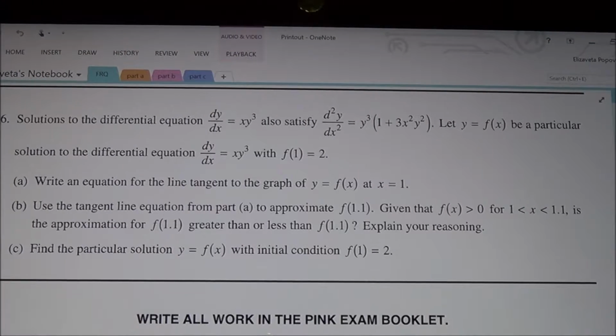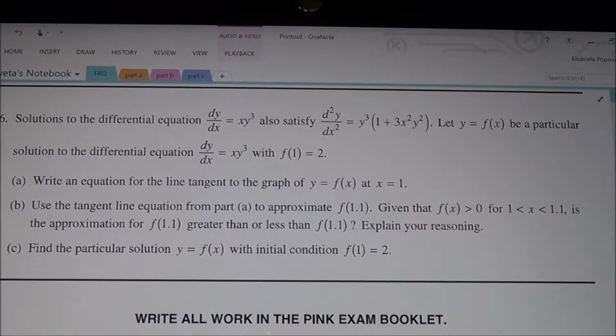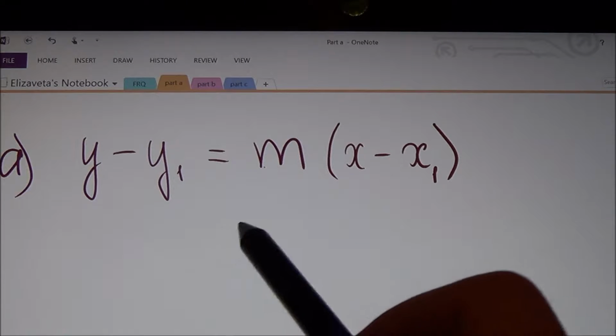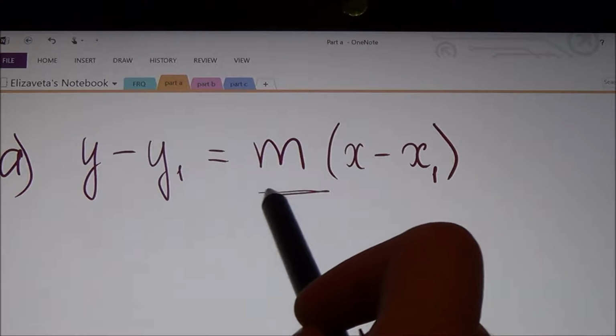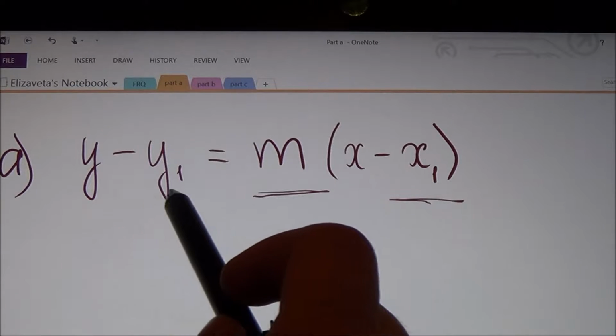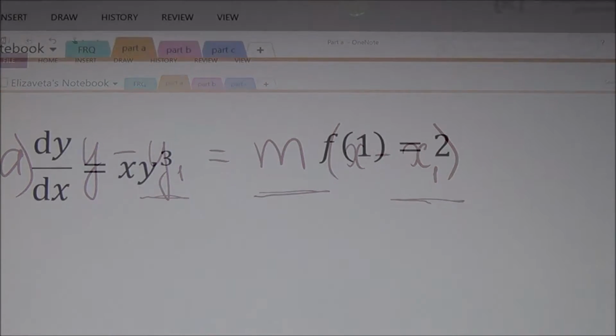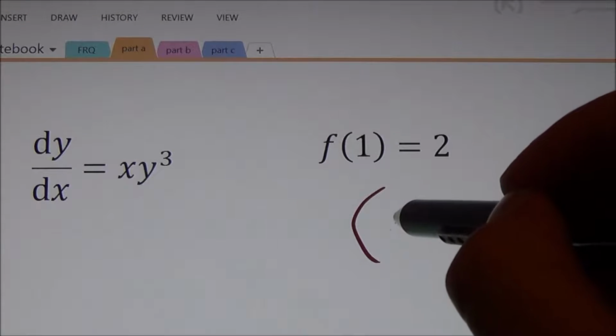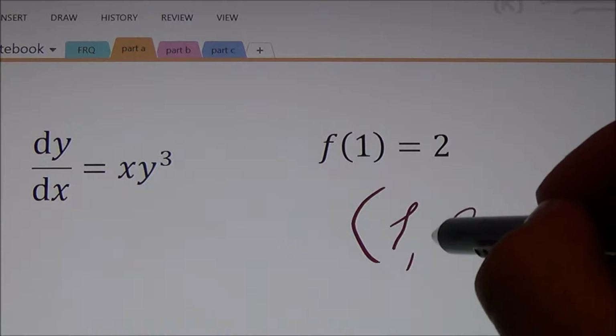So part A says write an equation for the line tangent to the graph of f(x) at x = 1. So let's look at what we need for the equation of the tangent line. We need the slope and a point that has an x and a y value. The slope is given to us, which is dy/dx = x times y³, and we also have f(1) = 2, which can be written in point form as (1, 2), with 1 being x and 2 being y.